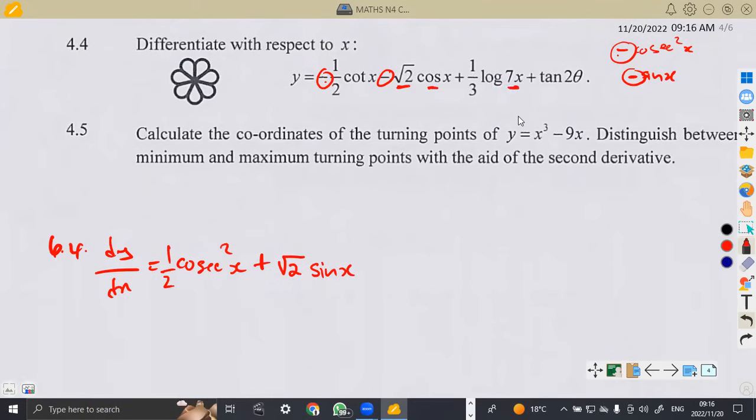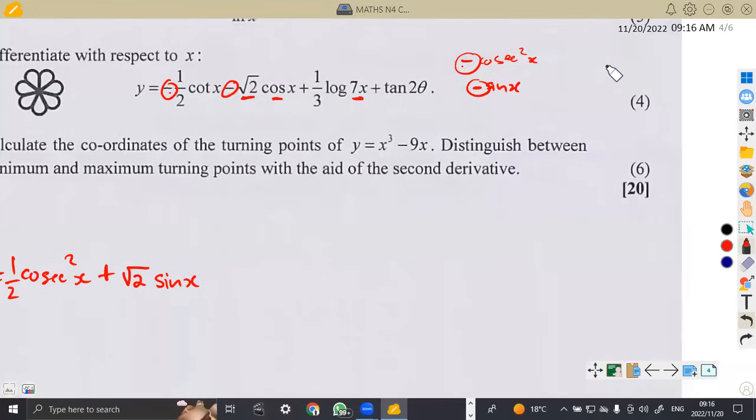Then we move on to log. I explained the log before. I told you whenever you're dealing with a log, the derivative is supposed to be f prime over f of x ln the base. The base is not given here, so that means you're in base 10. So for the first derivative, we've got 7x. This is your f of x, which is 7x. The derivative of 7x is 7. So it was going to be 7 over f of x, where f of x is 7x, times ln the base, which is ln 10.